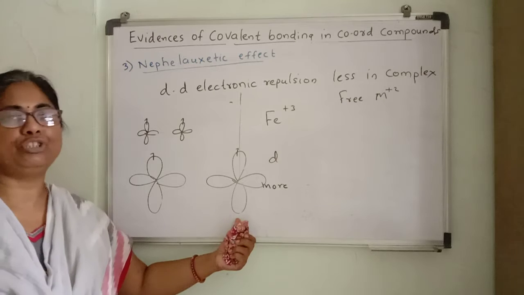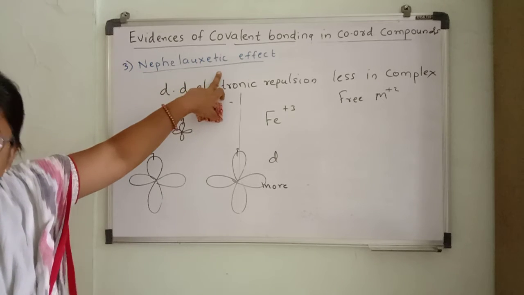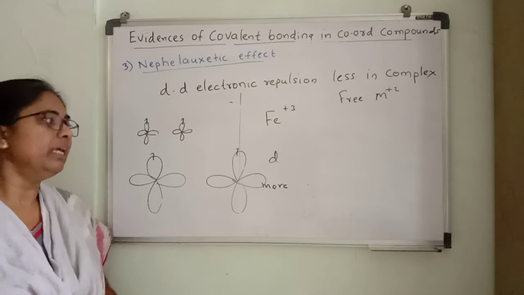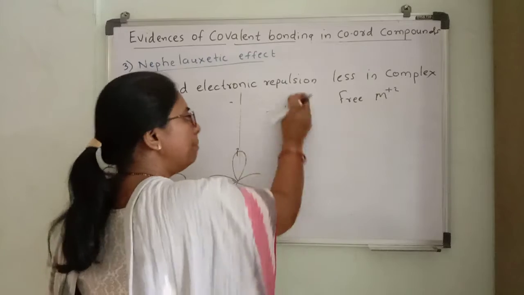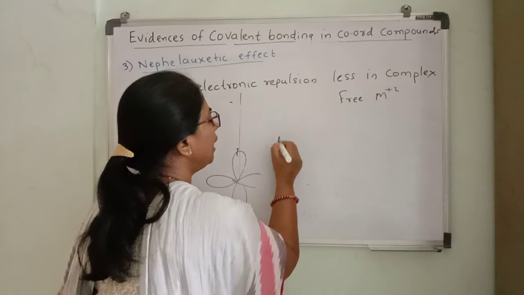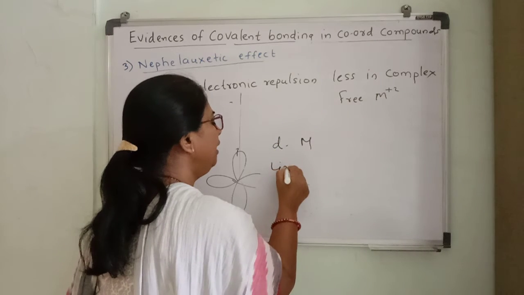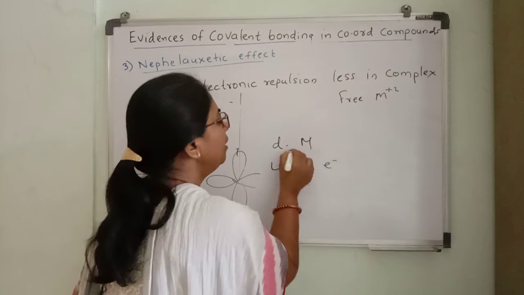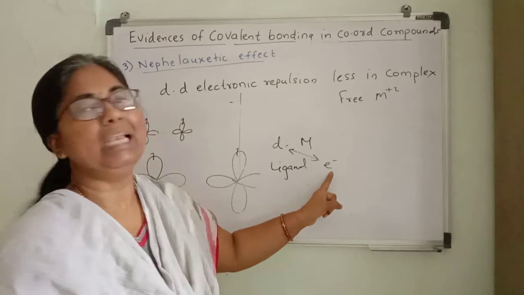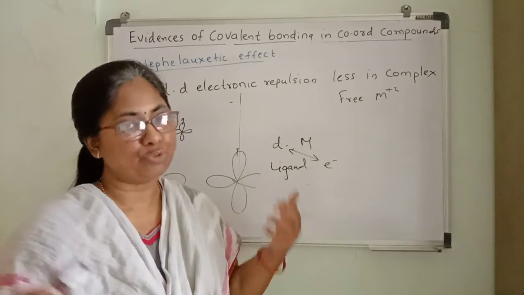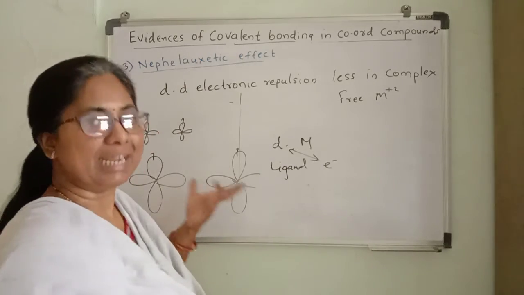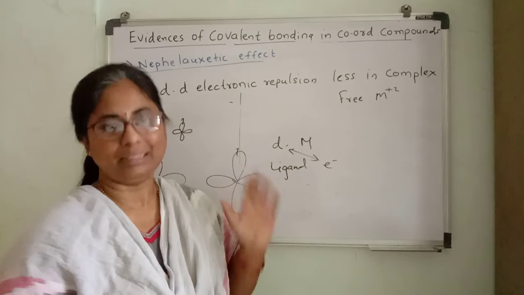This expansion of the d orbital is called the Nephelauxetic effect. Now the question is, why does this d orbital expand? It expands because there is overlapping between the d orbital of the metal and the ligand electrons. When there is overlapping of electrons, definitely there is covalent bonding. So this evidence tells us that there is covalent bonding in the complex.